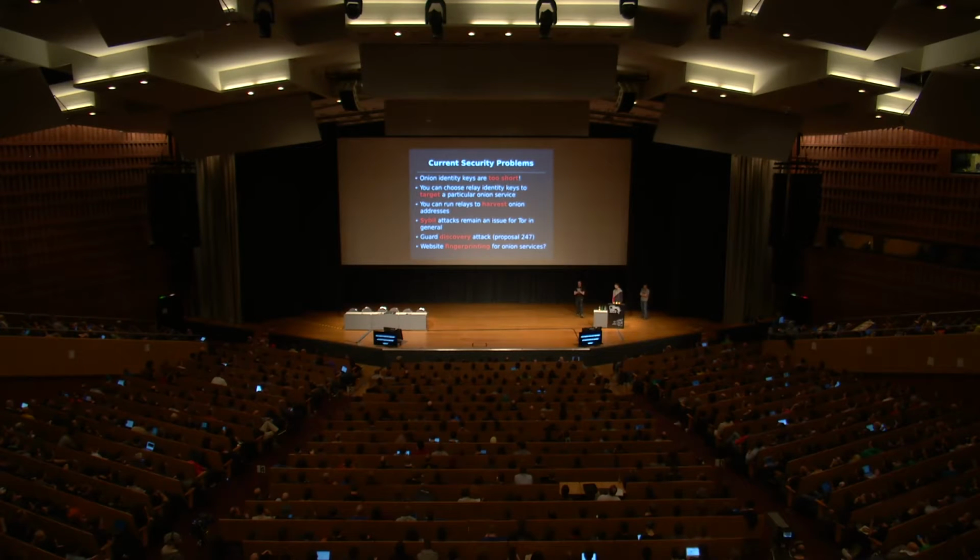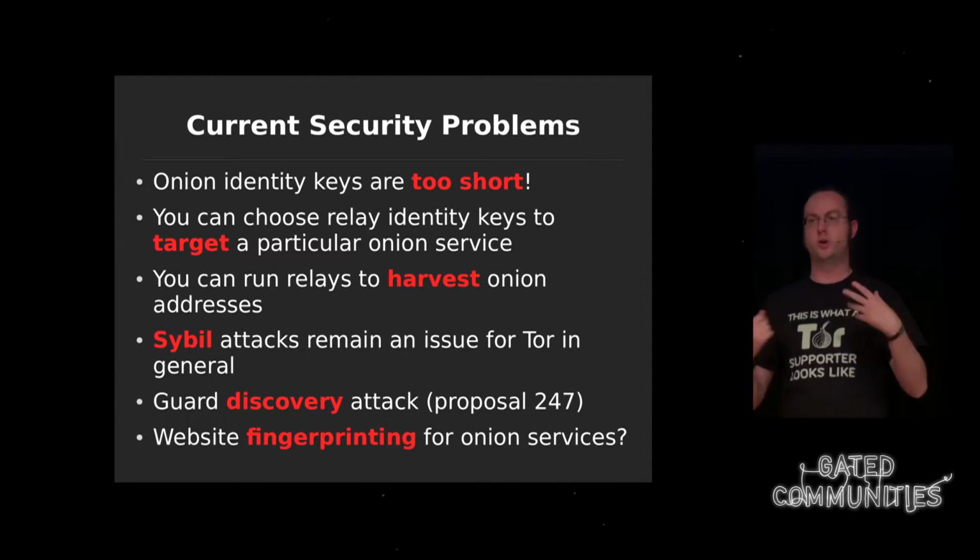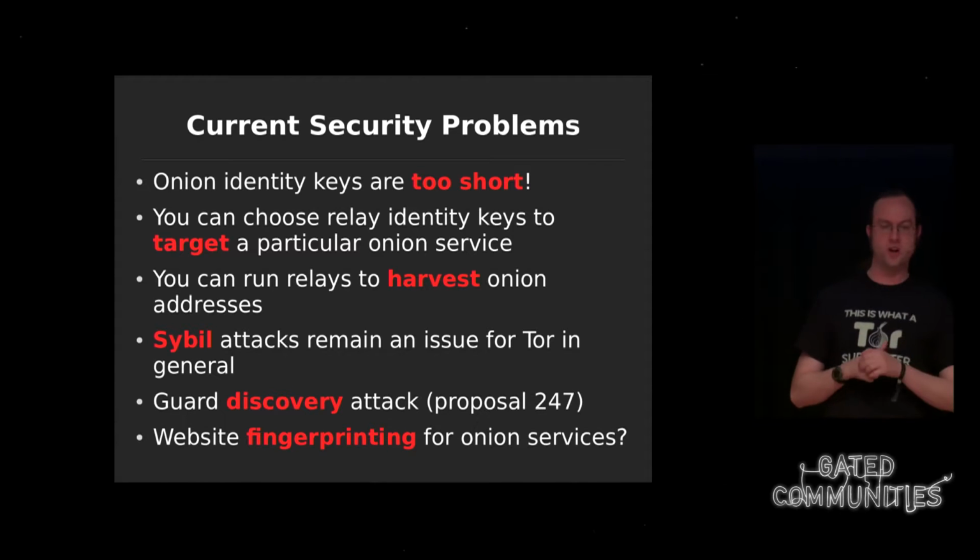Okay. So there are a couple of problems in Tor onion service security right now. I'm going to zip through them briefly so we can actually get to talk about them in more detail. The first one is the onion identity keys are RSA 1024-bit. So that is too short. We need to switch to ECC. Another one is you, the adversary, can run relays and choose your identity key so that you end up in the right place in the network in order to target, censor, surveil, whatever, certain onion addresses. And we'll talk more about that also.